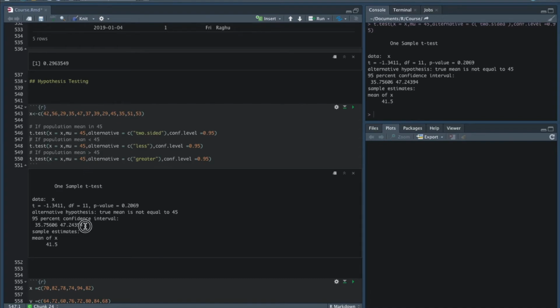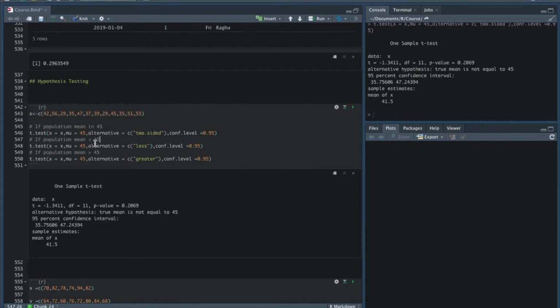This is also reflected. We will not reject that because the p-value is not less than or equal to 0.05. And we also have a confirmation here where it says there is 95% confidence that the population mean is between 35.75 and 47.24 from the data available in this sample.